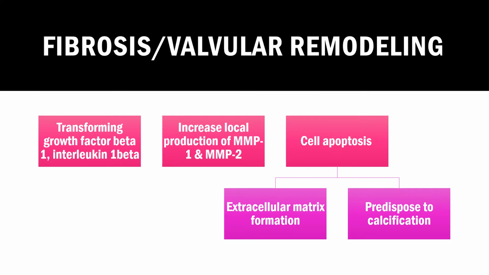Macrophages, T lymphocytes, and oxidized LDL proteins can cause pro-inflammatory cytokines, which can then create valve remodeling and calcification. These cytokines include transforming growth factor beta 1 and interleukin 1 beta, which have all been found in valve matrix. They also are found to increase the local production of matrix metalloproteinases 1 and 2. All of these can contribute to cell apoptosis, extracellular matrix formation, and remodeling, which can then cause the valve to be predisposed to calcification.